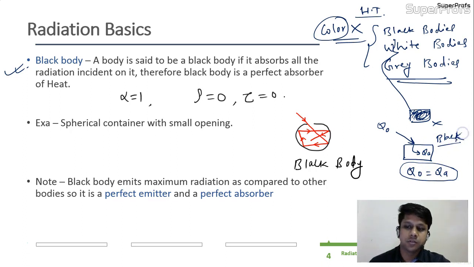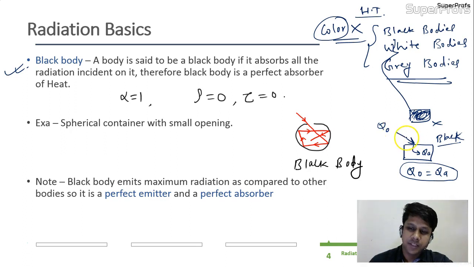So you may know this concept also, that in summer days we avoid wearing black clothes, right? Because that is a black body and that absorbs the maximum amount of heat. But it is not true that only color has to do with black body. In the next slide I will tell you why color has nothing to do with black body. For now you understand this.